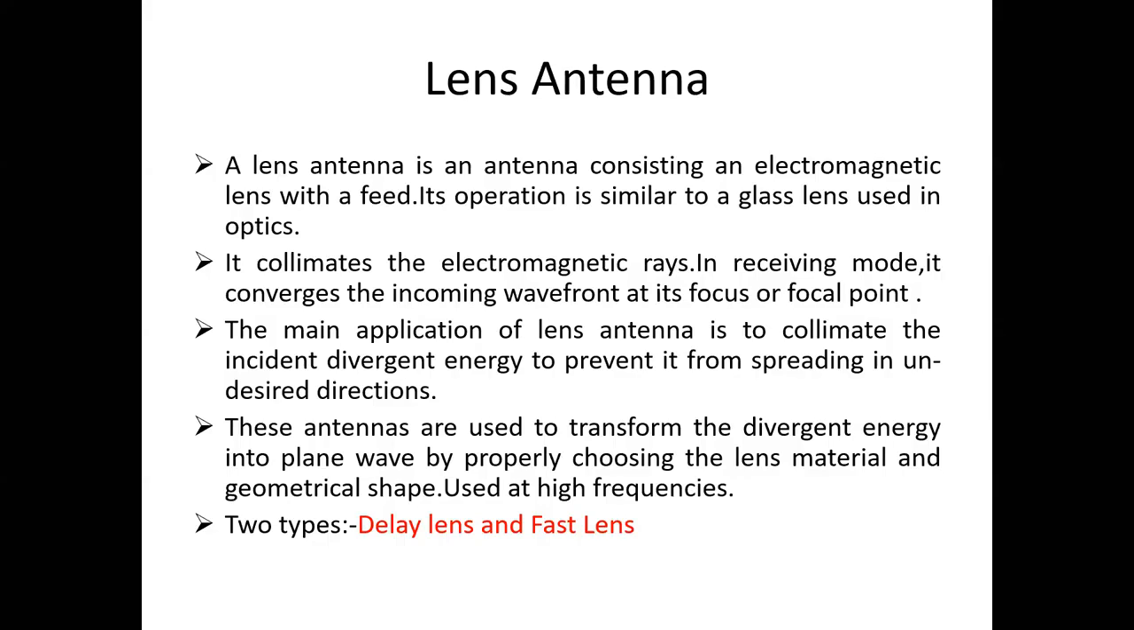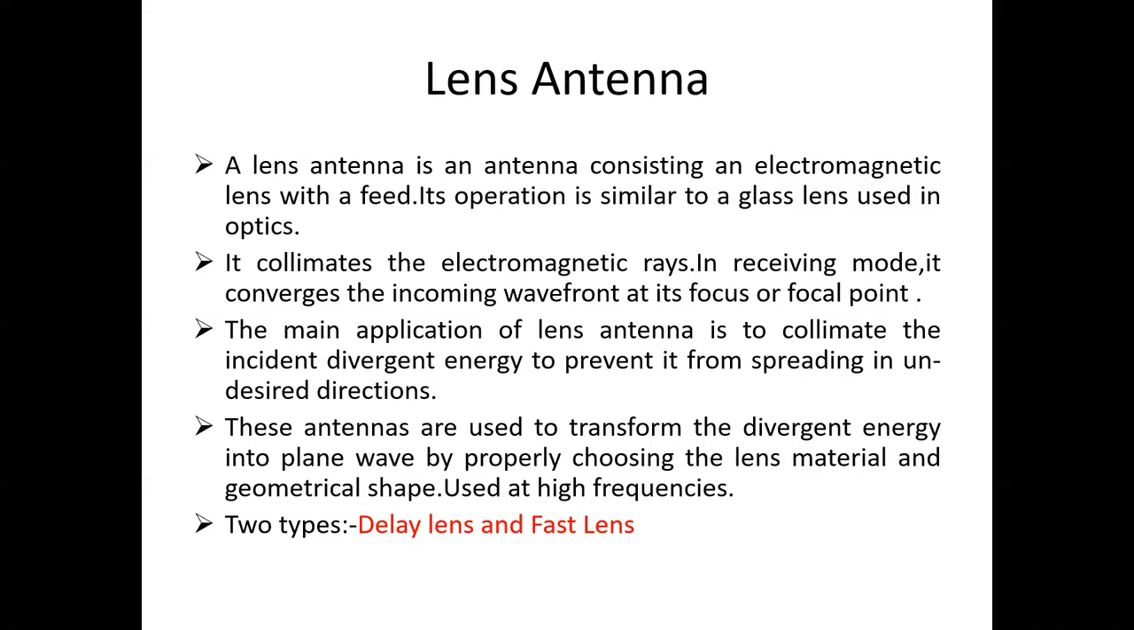From the name itself you can make out, it consists of a lens which will act as the antenna. So here also there will be a source, and the waves from the source in the spherical wavefront will be converted by the lens antenna. It can be either concave or convex. So this lens will collimate the electromagnetic rays. Collimate in the sense it will be from the focal point, whichever is diverging, it will be converted into parallel wavefront. That is known as collimating of the electromagnetic rays.